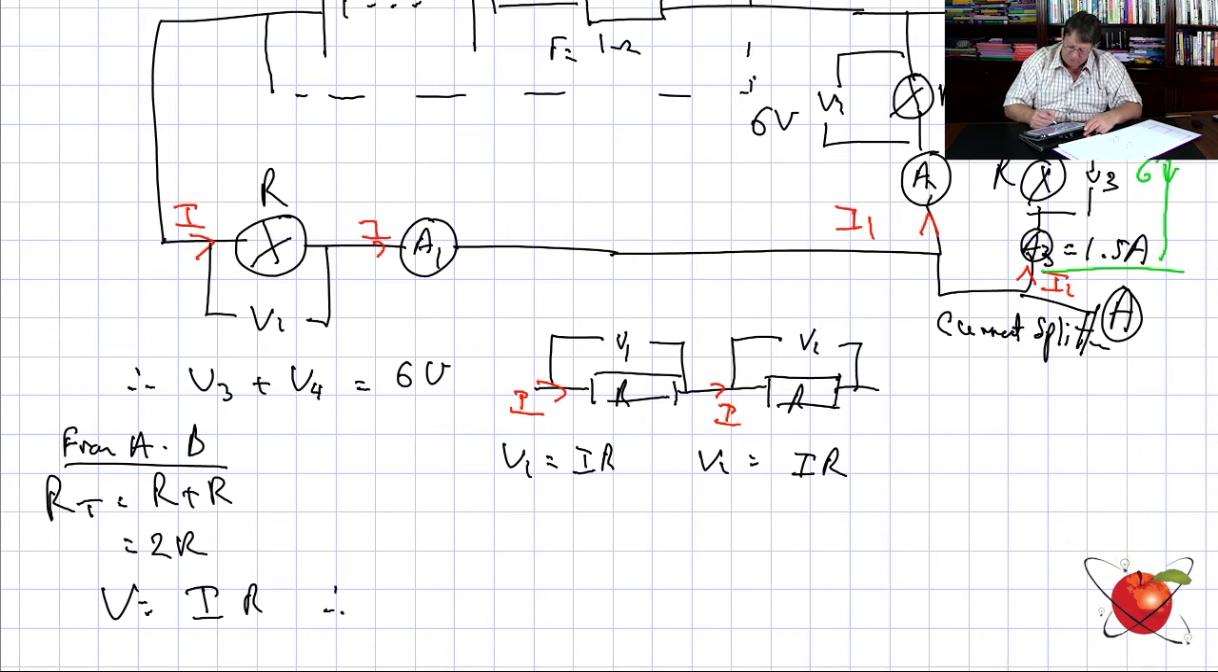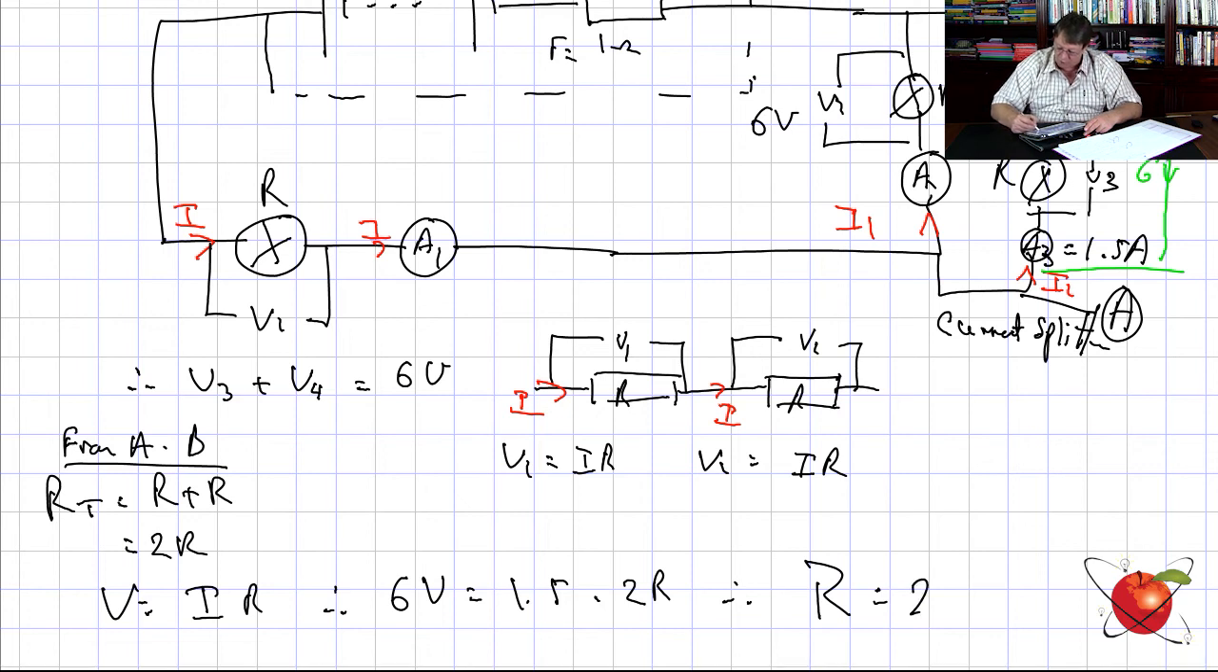So therefore, V across we know is 6 volts, which is equal to I, 1.5, times 2R. Okay, therefore R is going to be equal to 2 ohms. Can you see? I've solved for R, it's 2 ohms. What do I do now?